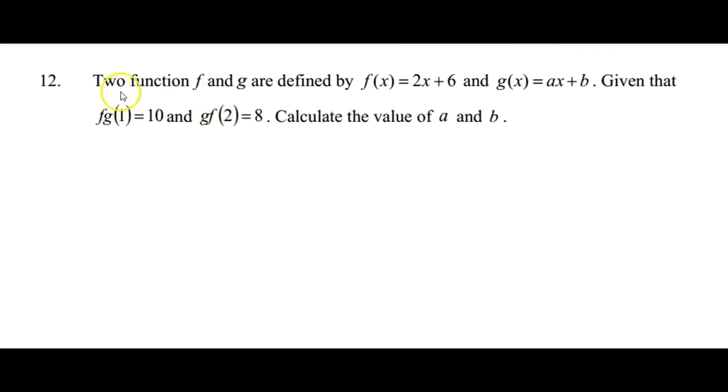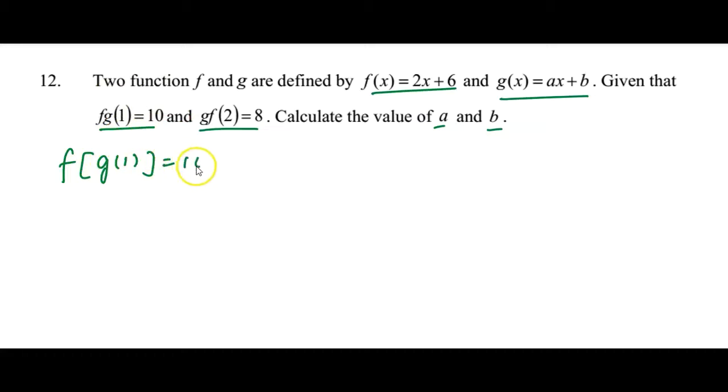For the last example, two functions f and g are defined as this one, given that fg(1) equals 10, this is the information, and gf(2) equals 8. Calculate the values of a and b. So now two pieces of information are already given, we need to solve for the two unknowns. First, I'm going to form an equation by using the first one, that is fg(1) equals 10. How do you get your g(1)? The g(1) means that the x will be replaced by 1. So you will have your a multiplied by 1 plus b. You obtain f of a plus b equals 10.